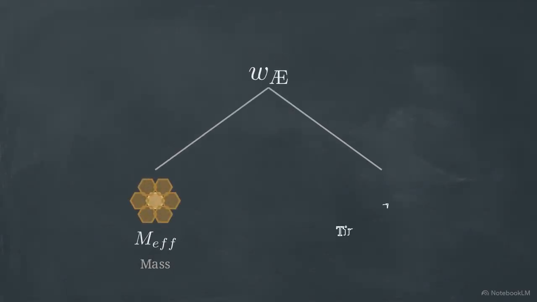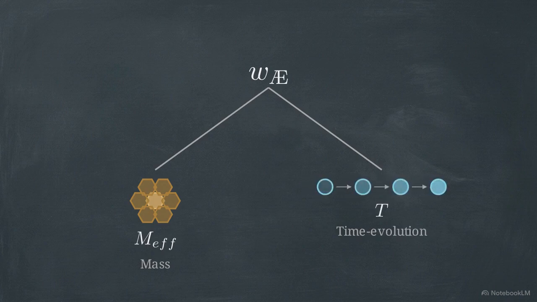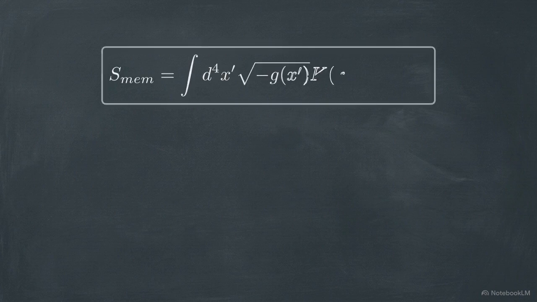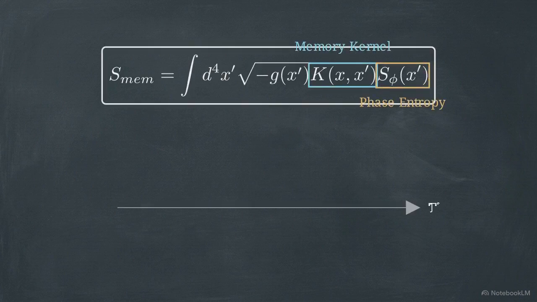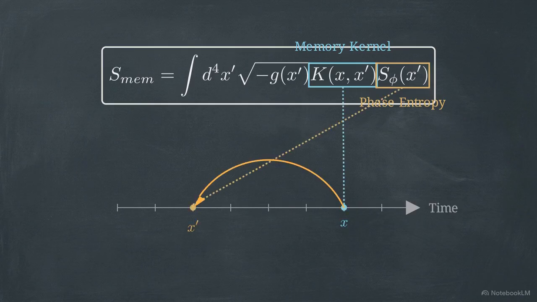By modifying a single bedrock integration measure, we successfully generated mass and time evolution dynamically, without having to invent any hypothetical particles. However, this model contains a significant unresolved mathematical vulnerability hidden inside the master action. This specific integral acts as a memory kernel. It forces the current state of the field to account for its own historical phase entropy.